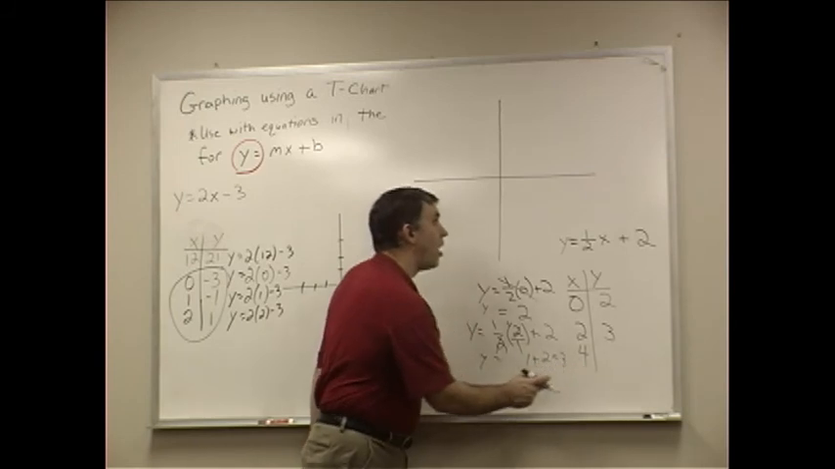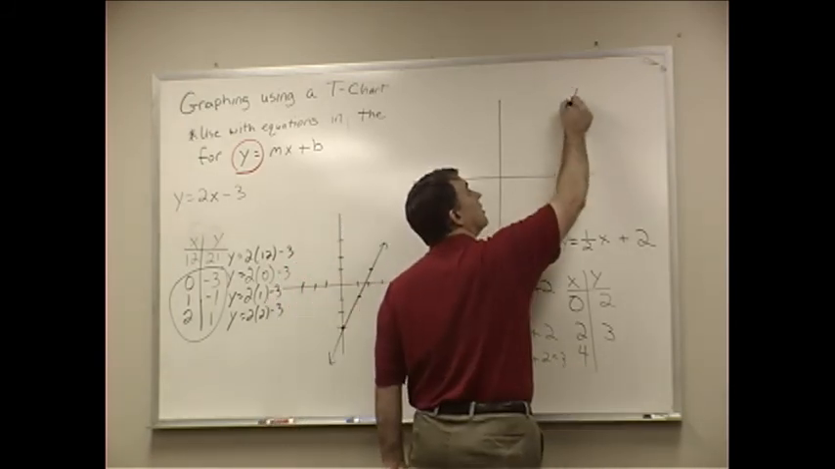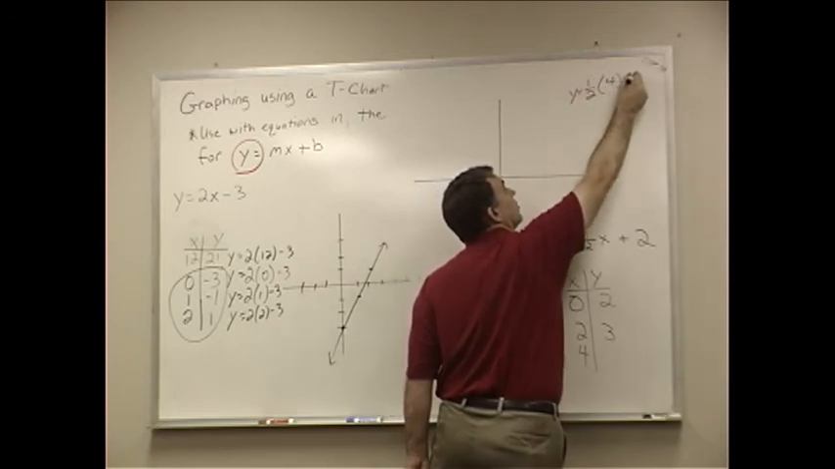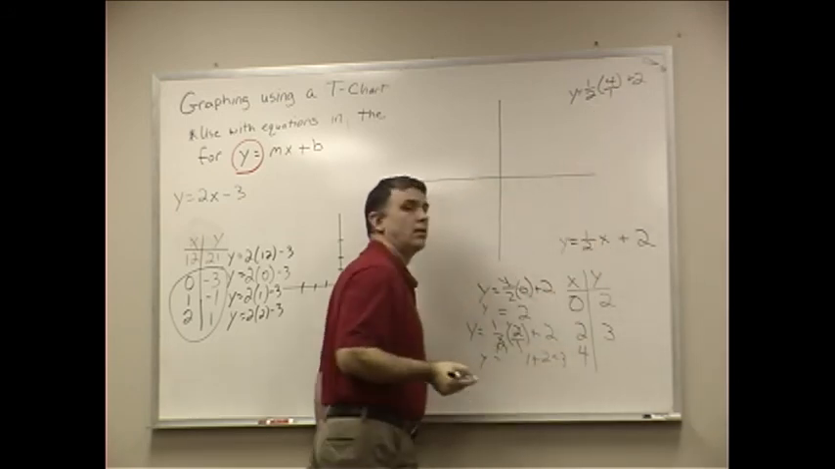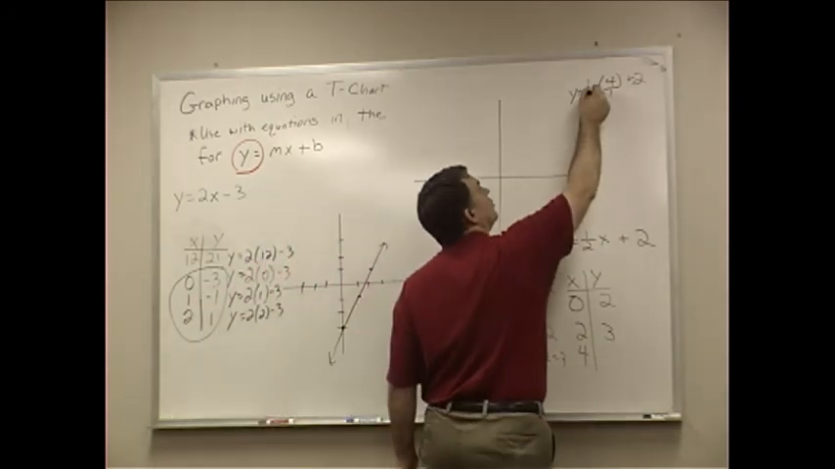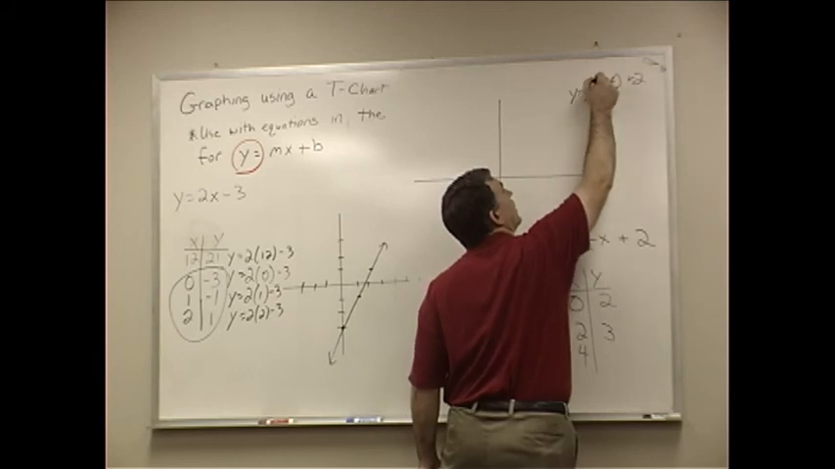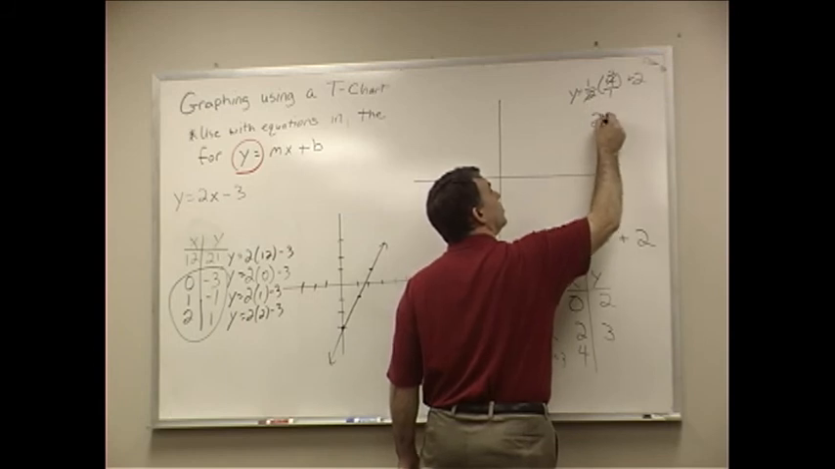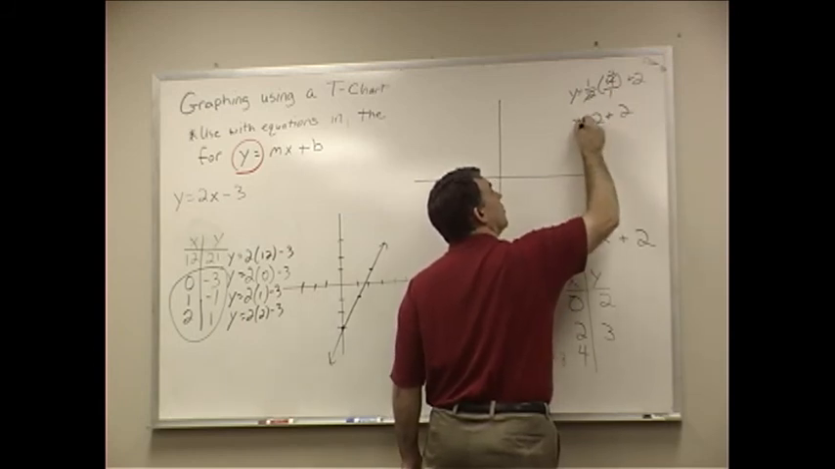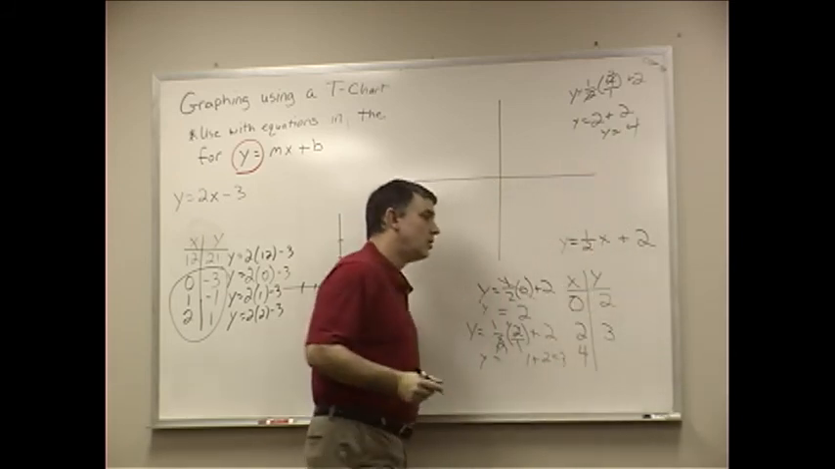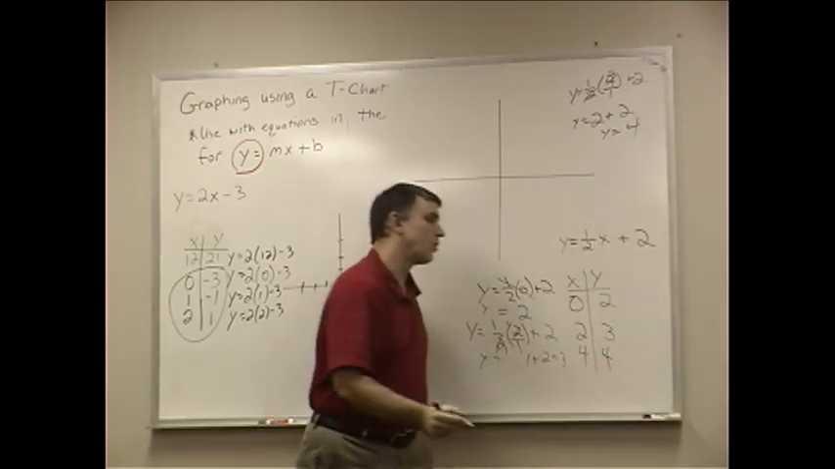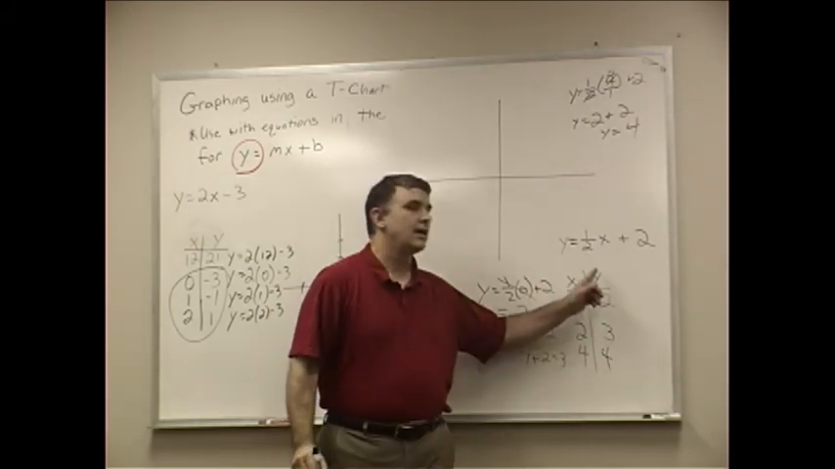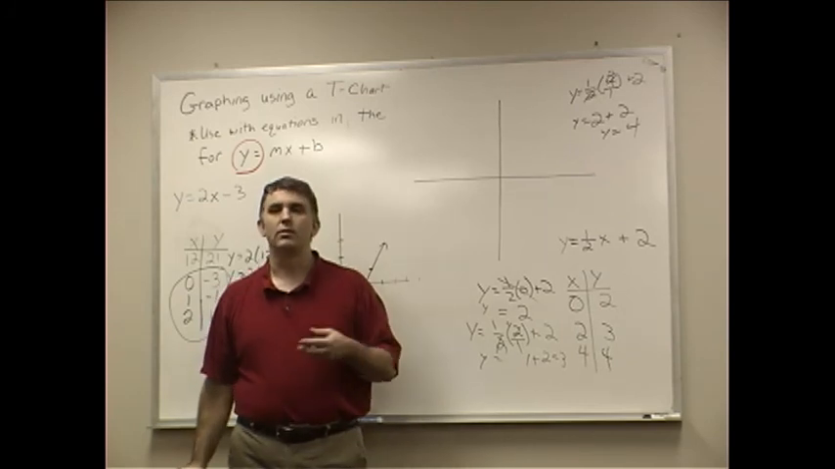For the last one, I'm going to do this arithmetic up high. y equals 1/2 times 4 plus 2. Put a 1 under the 4. The 2 and the 4 will cancel, and become a 1 and a 2. 1 times 2 is 2 plus 2. y is equal to 4. So I get 4, 4. So by choosing multiples of the denominator, I get nice, easy points to graph.